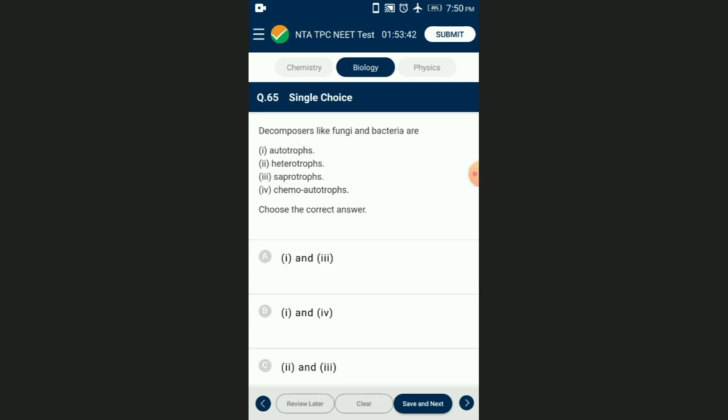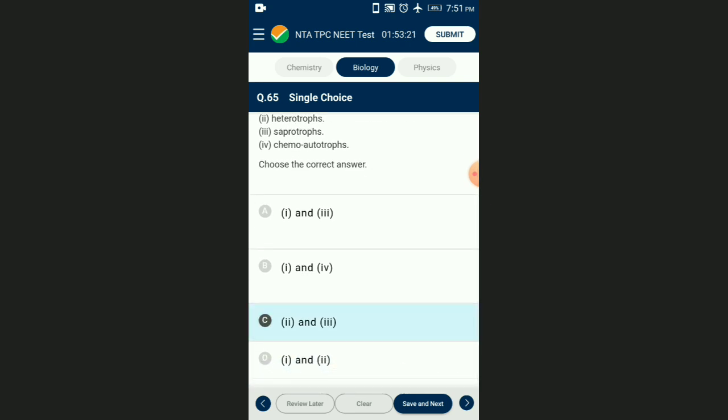Question number 65. Decomposers like fungi and bacteria are. Most of the bacteria and fungi are decomposers. They are saprophytic, a type of heterotrophic nutrition. They feed on dead and decaying organic matter. So the answer for this question is option C. Second and third are correctly given, heterotrophs and saprotrophs.